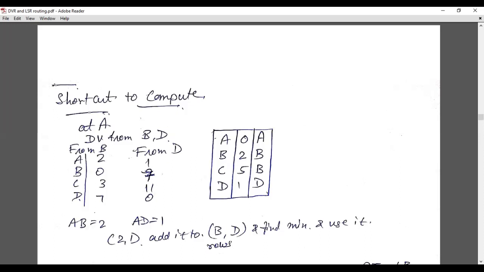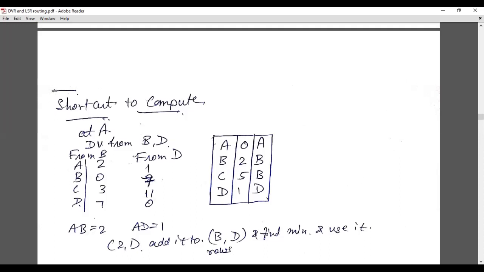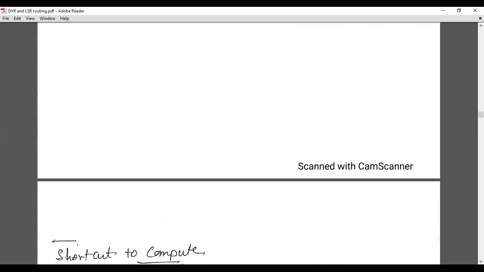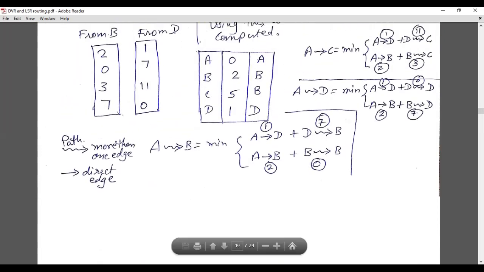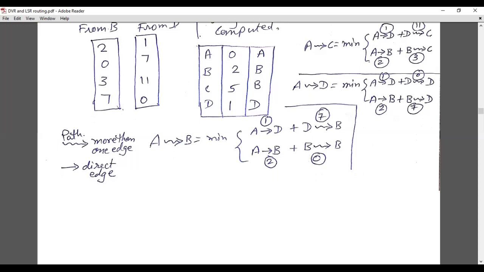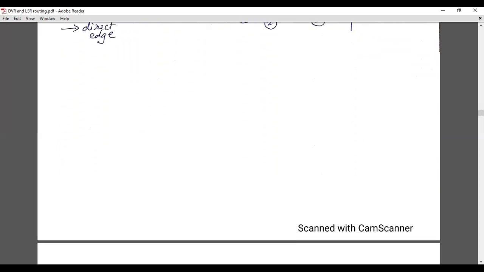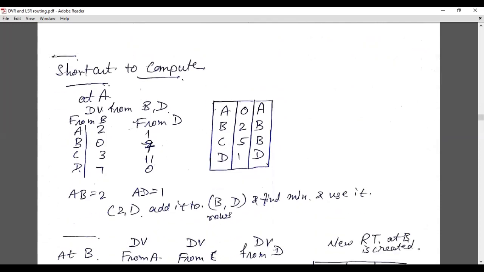So if you compare the previous routing table and the new routing table, the A to C entry was not known earlier, but now A to C entry is having distance 5 through B. So this is like a two-edge path, right? Earlier a single edge path was not there, but now a two-edge path is there. So this is how we can say that earlier it was infinity, now it is having some path with two edges. The direct edge is not there, but an indirect path with more than one edge is there.